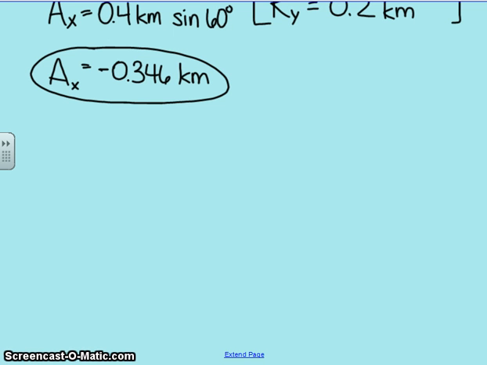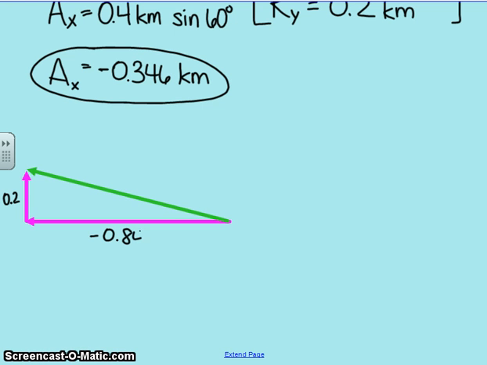So I'm going to draw a new picture. I'm going to draw these two components, Rx, which is negative 0.846, and Ry, which is positive 0.2. I'm going to place these two vectors tip to tail, and I'm going to draw my resultant, tail to tail and tip to tip. This y component, as we said, was 0.2, and this is negative 0.846 kilometers.